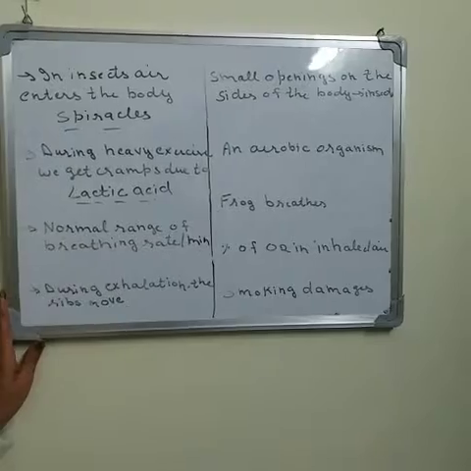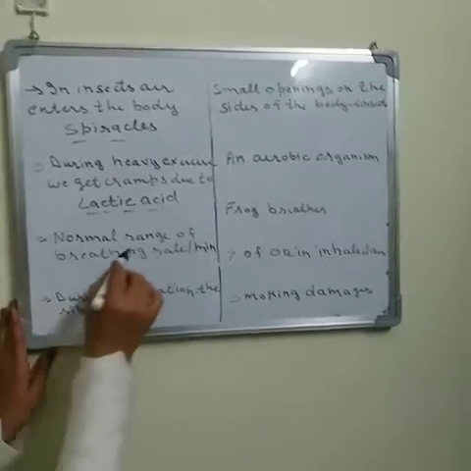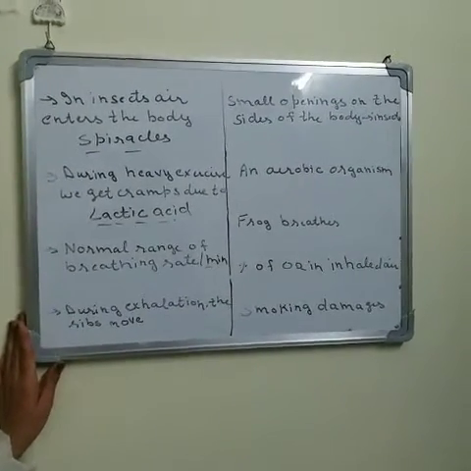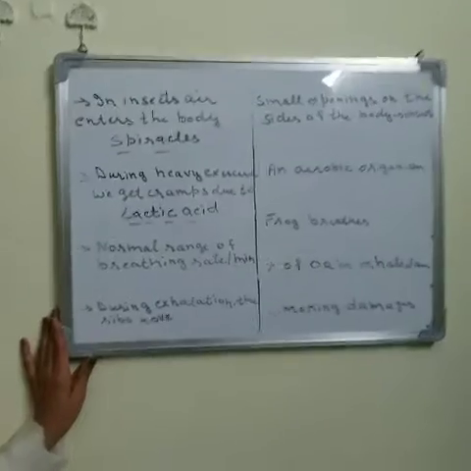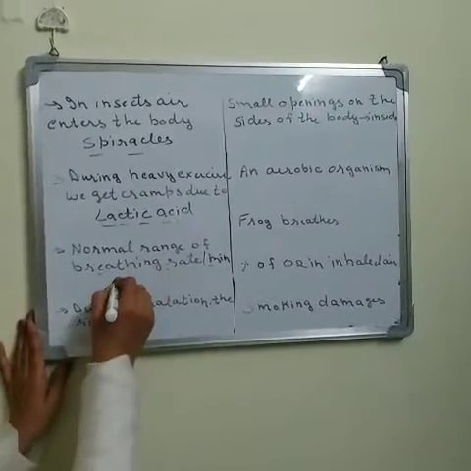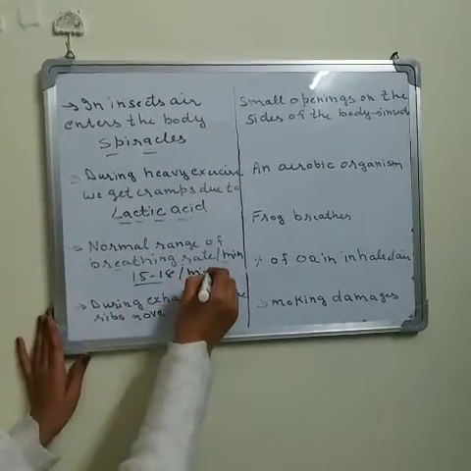Okay. Now next one. Are you ready for that? The normal range of breathing rate per minute. On average, if an adult human being is at rest, then the normal range of breathing rate is 15 to 18 times per minute.